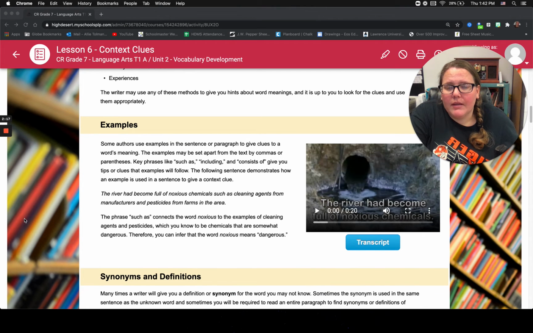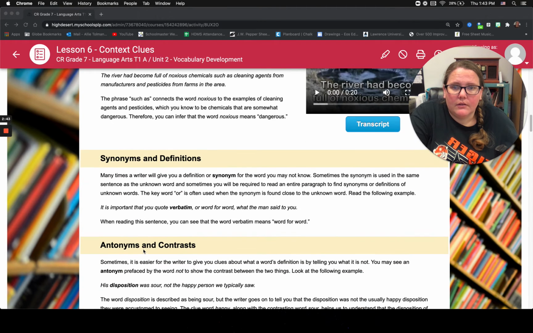The river had become full of noxious chemicals, such as cleaning agents from manufacturers and pesticides from farms in the area. The phrase such as connects the word noxious to the examples of cleaning agents and pesticides, which you know to be chemicals that are somewhat dangerous. Therefore, you can infer that the word noxious means dangerous. Here we go, and that's a video you can watch as well.